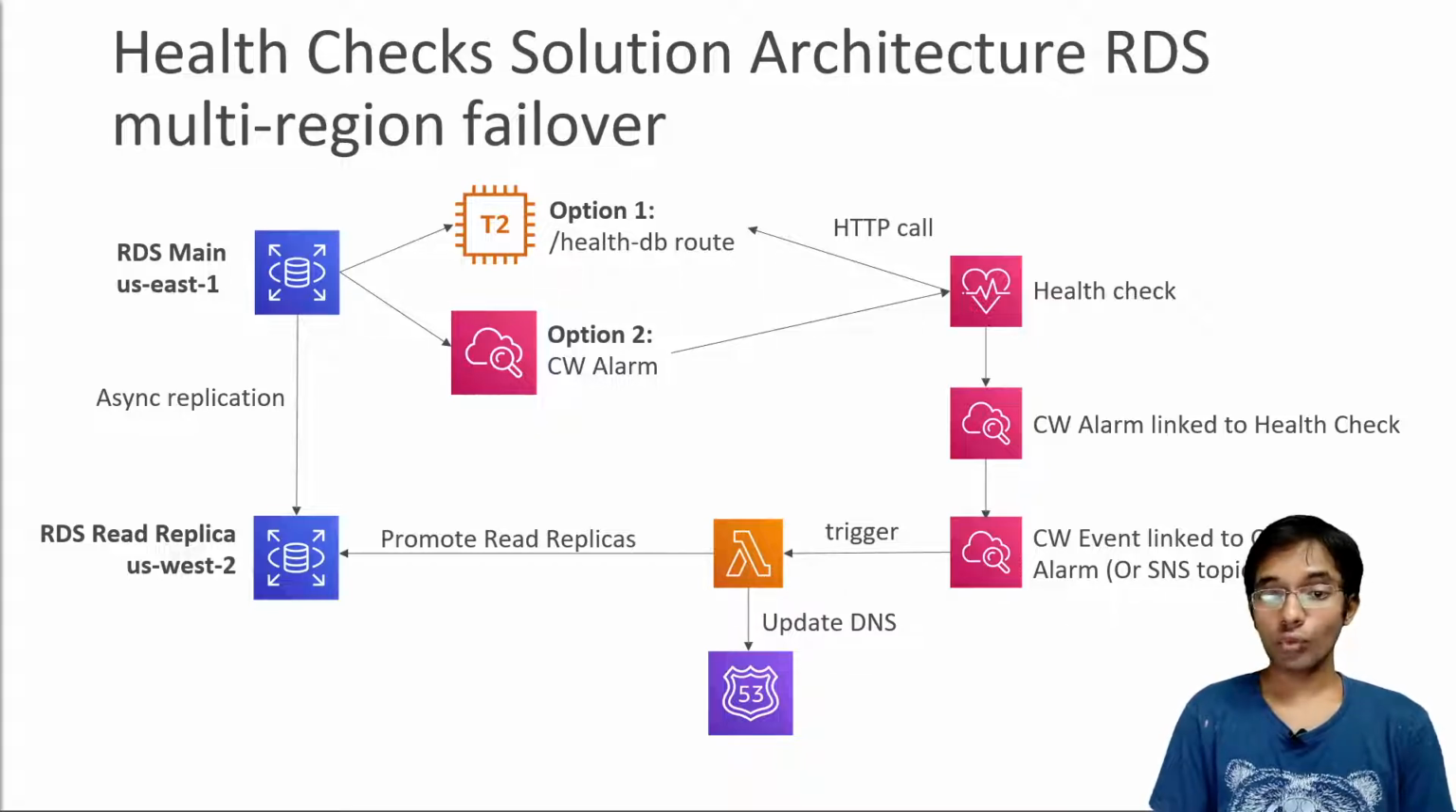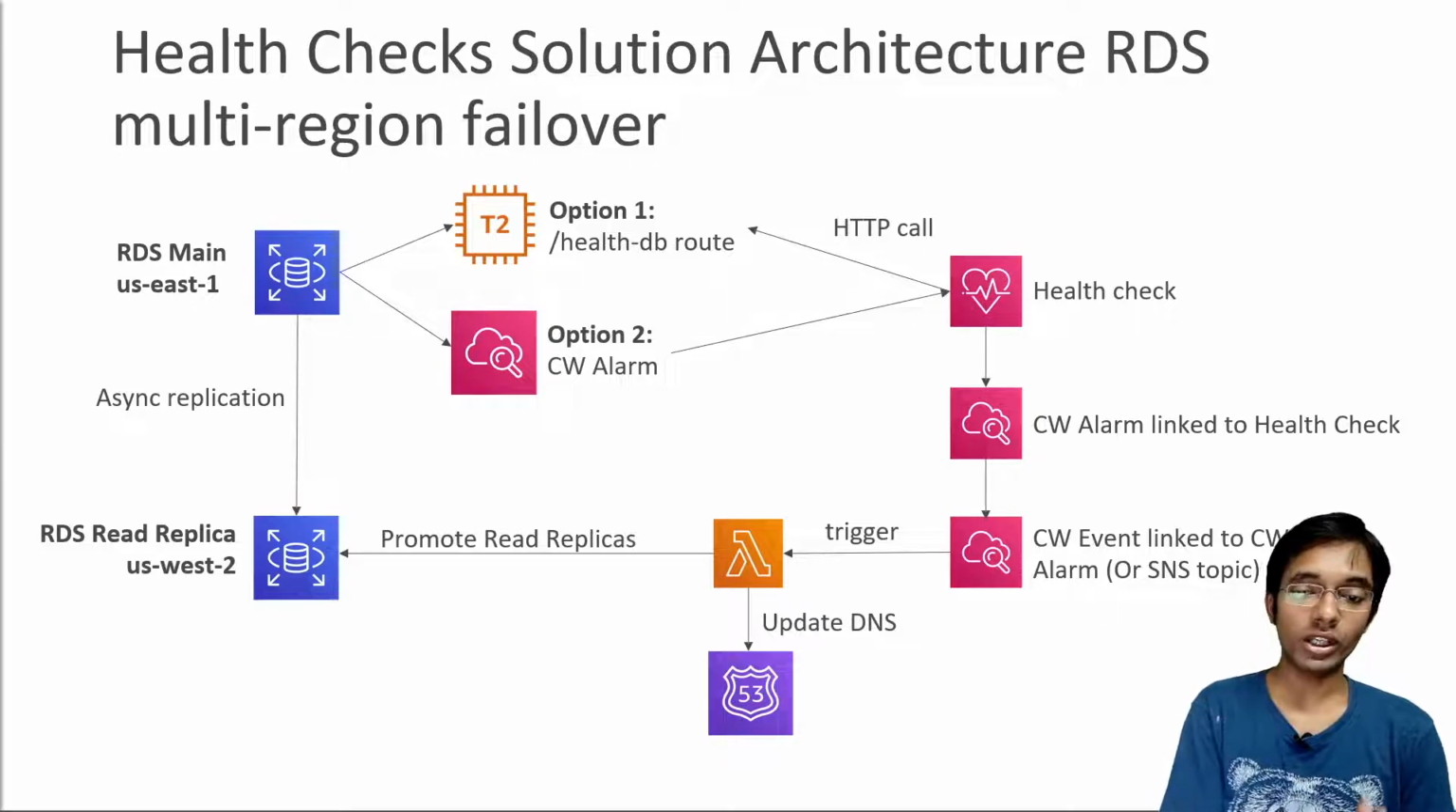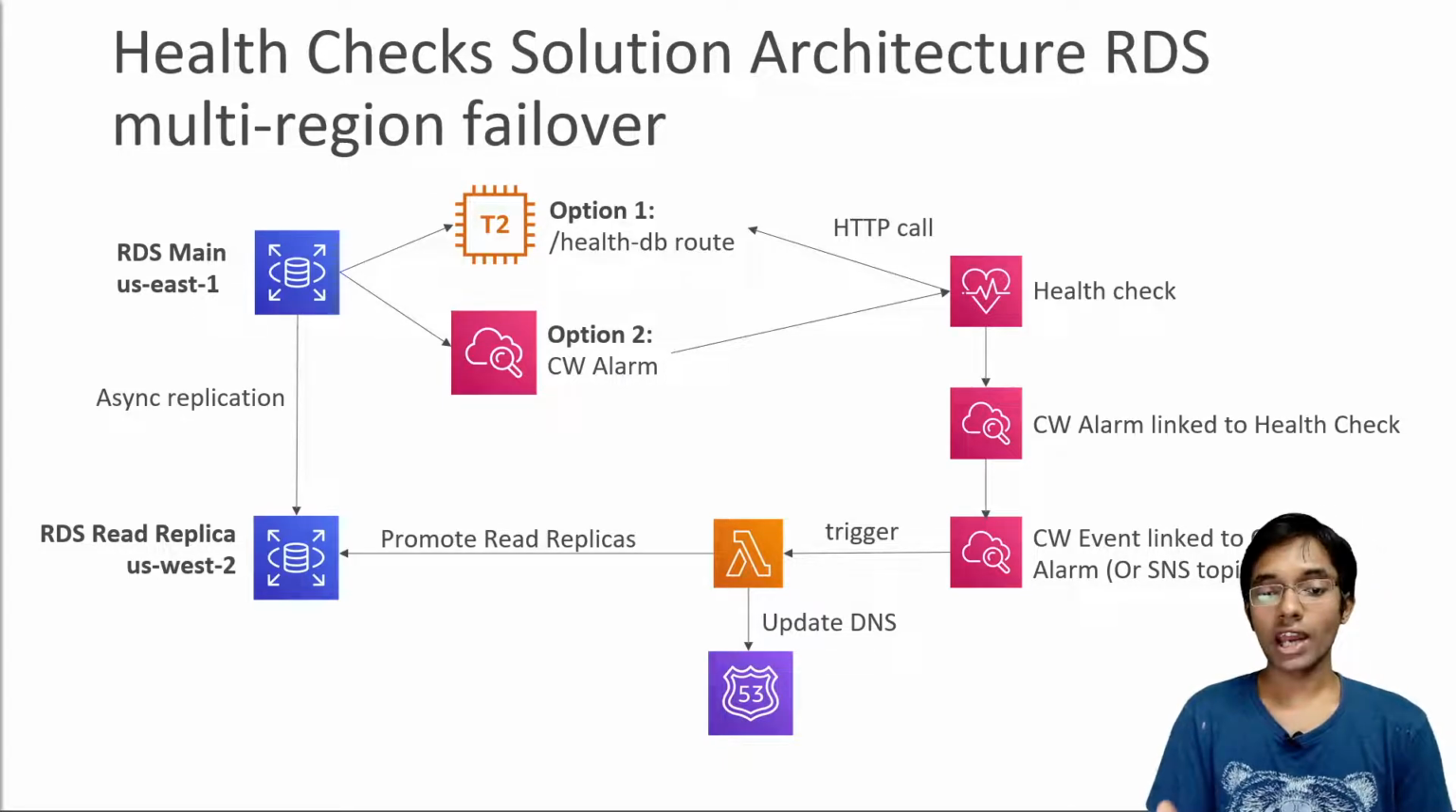Or option 2, which I like more, is to define a CloudWatch alarm and link the CloudWatch alarm to a health check. This is going to be linked to an SNS topic or a CloudWatch event, which is going to trigger a Lambda function, and then the Lambda function will update the DNS of your application in Route 53, and then promote your read replica in US West 2, and effectively you have achieved automated failover using health checks and Route 53.